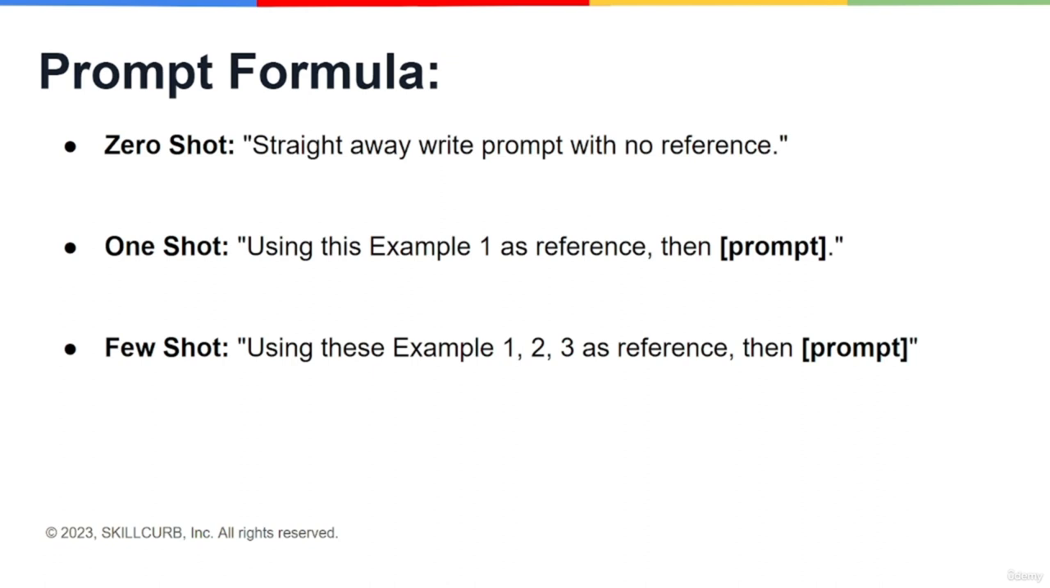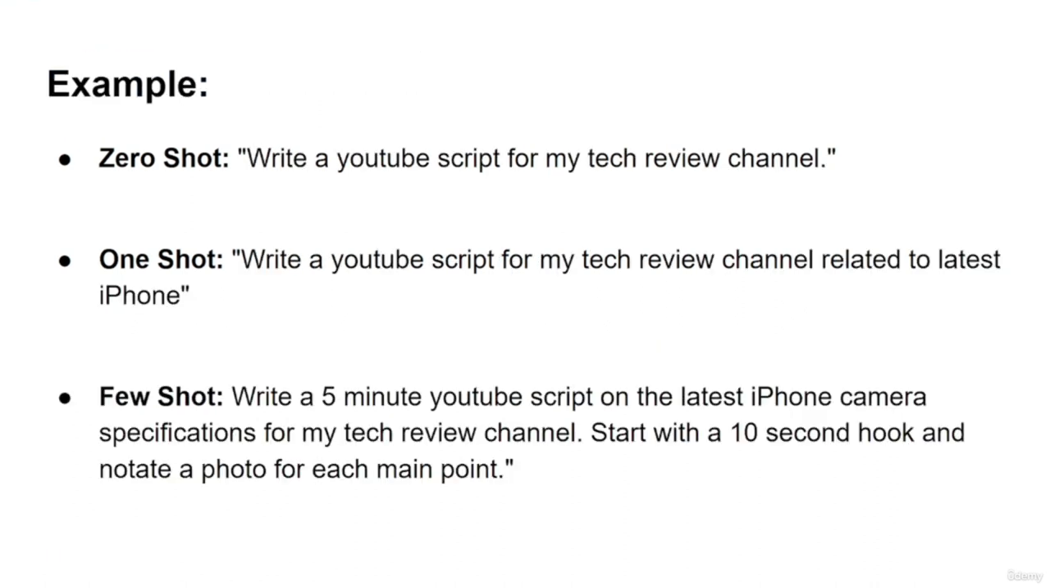For zero shot prompting, you straight away write the prompt with no reference, that's the formula. For one shot prompting, you put one example or one reference, and then straight after that, you give your prompt related to that example or reference. And in few shot, you use examples 1, 2, 3, or as many as you want as your reference, and then you write the prompt related to that reference. All right, so these will be a few of the examples that we'll be doing in today's lab.